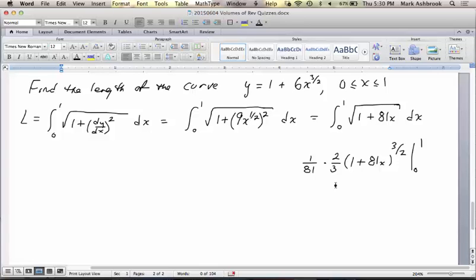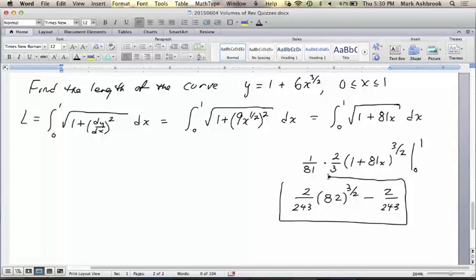Okay, so what do we got? So this will not be 0 when we plug 0 in. We have to do both, okay? So 2 over, is that 243? 82 to the 3 halves minus 2 over 243, period. Did I do the math right? Yep. I plugged 1 in, I get 81, so that's 82 to the 3 halves, and then I plug 0 in, I just get 1, and so it's 2 over 243. That's it.